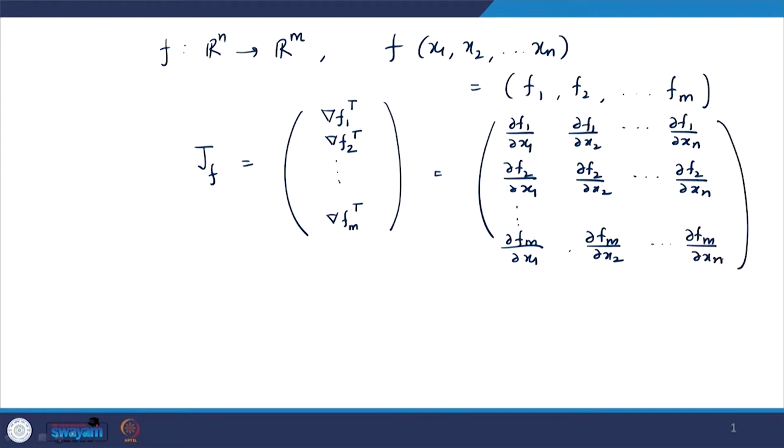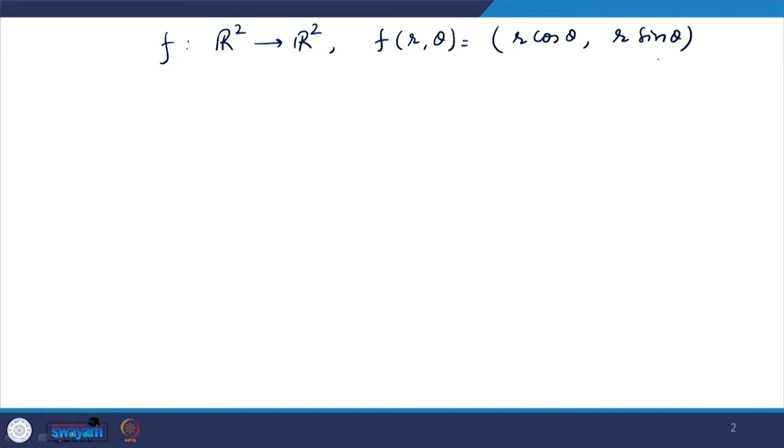So, this is basically a matrix of m rows and n columns. That is how we can define the Jacobian of f. It is nothing but a matrix of first order partial derivatives. Of course, if you take m equal to 1, the Jacobian of f will be nothing but the gradient of f1 transpose, only the first row. So, how can we compute it?